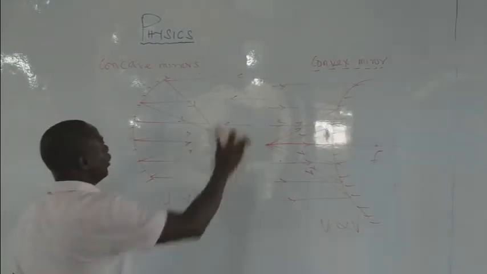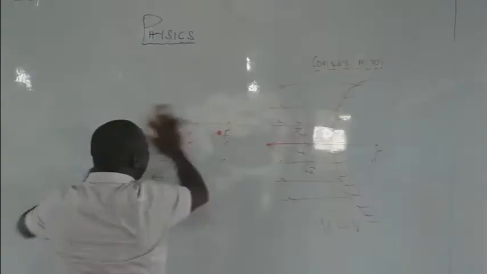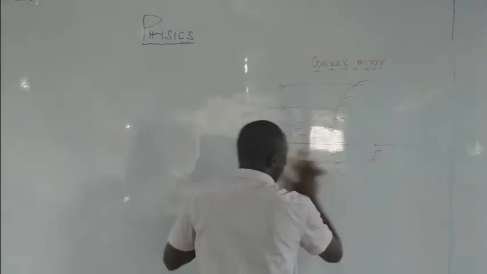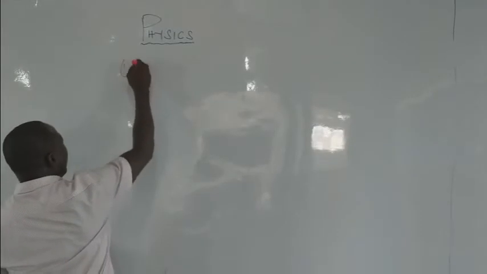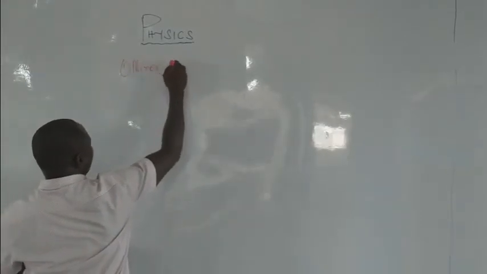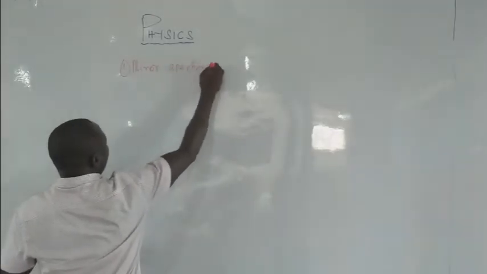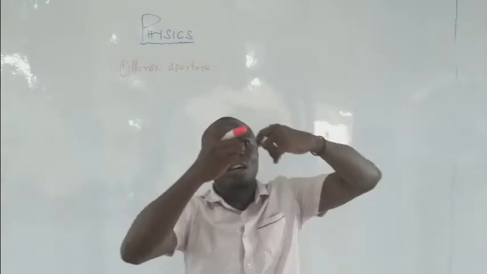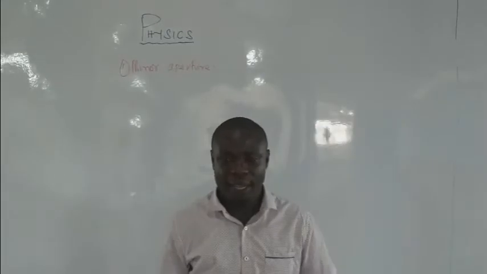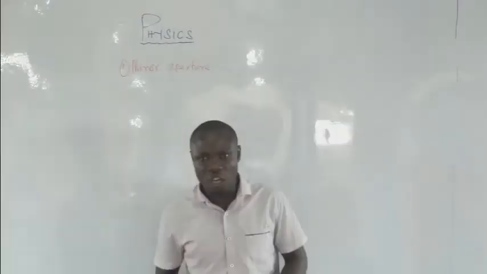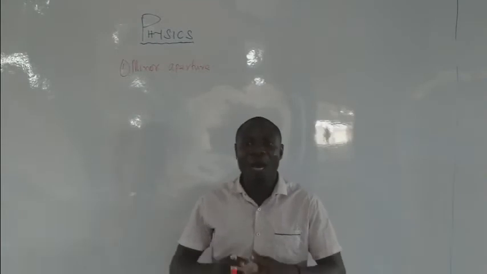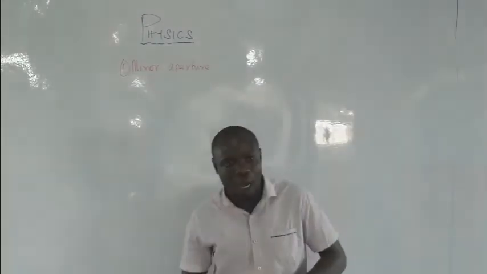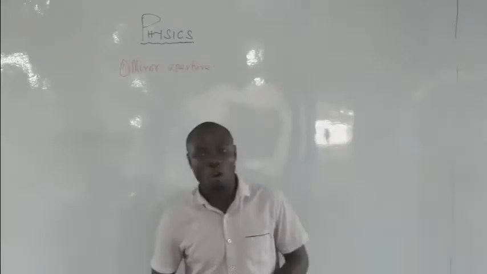The other thing you need to know about these mirrors before we move ahead is the terms we use in the mirror. What are the terms we use in the mirror? The first one is mirror aperture. What is mirror aperture? Mirror aperture is the distance between the curved edges of the mirror. So whenever we are talking about aperture, aperture will mean the distance between the curved edges.